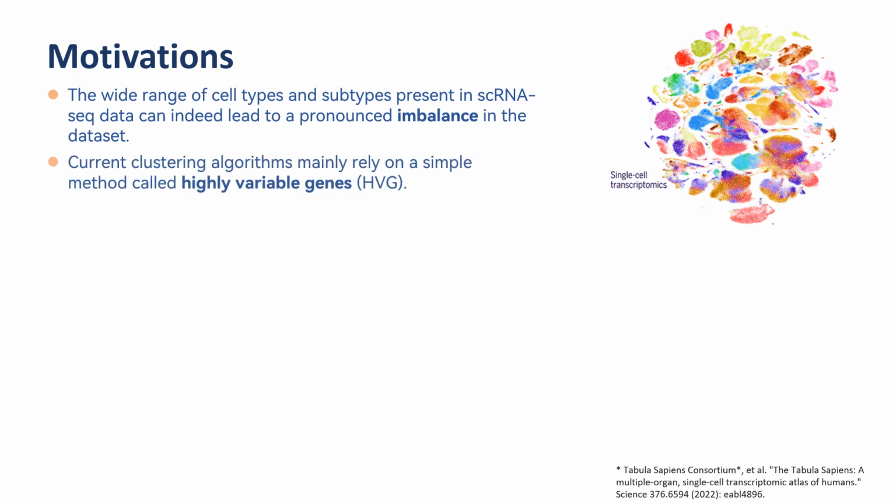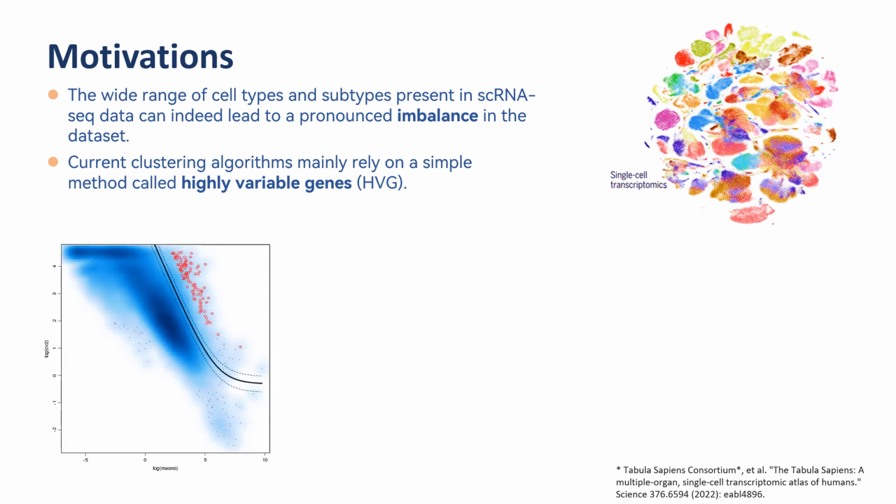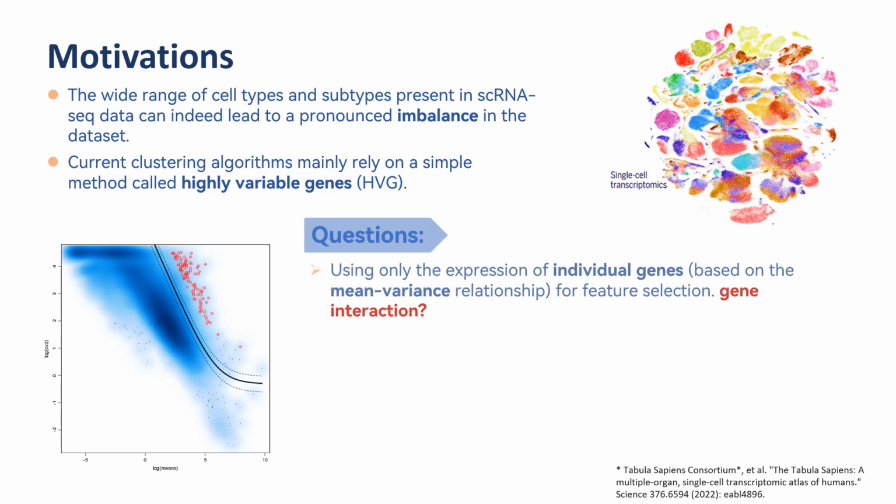The second is that current clustering algorithms mainly rely on a simple method called highly variable genes based on mean variance modeling. Then we have some questions. Using the expression of individual genes for feature selection may not fully reflect the true ability of a gene for cell clustering. The clustering of cells is a complex process that involves multiple genes and their interactions. The other is how we determine the number of selected genes.